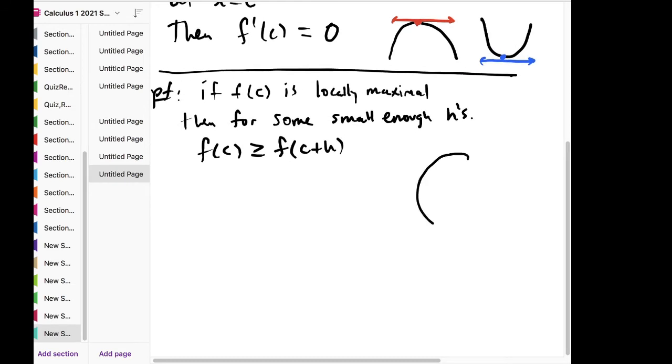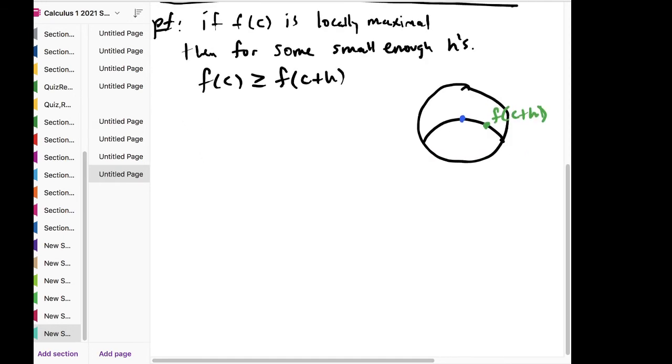So remember, locally, if this thing is maximal, then if you go off to the right a little bit, it's always going to be smaller. That was the definition of maximal. Is that part okay? Okay, good. So case 1, let h be positive.